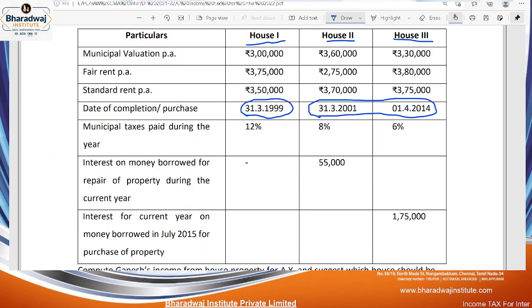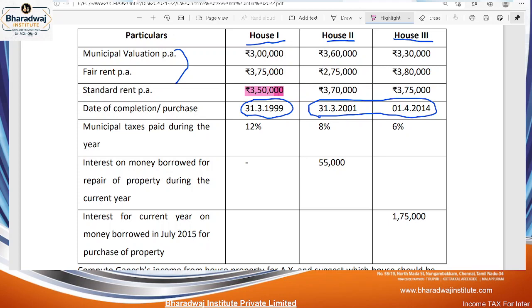First, let us apply the steps and work out the municipal rental value or fair rental value, whichever is higher. Compare that with standard rent, whichever is lower. So for this one, 3 lakh or 3,75,000, whichever is higher, 3,75,000. That with 3,50,000, whichever is lower, will be 3,50,000. So GAV for house 1 will be 3,50,000.